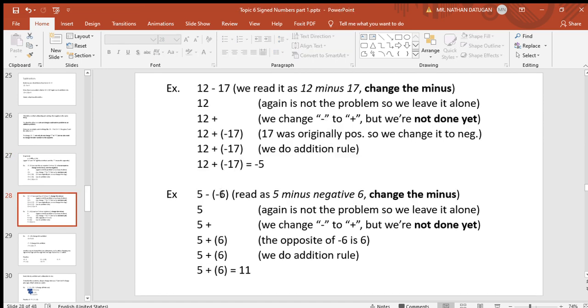So in this case, instead of having a double negative, we're going to have the opposite of 6. Opposite of negative 6. In this case, 6. So what is 5 plus 6? Again, we don't need to do additional. This is both positive numbers. 5 plus 6 is 11.